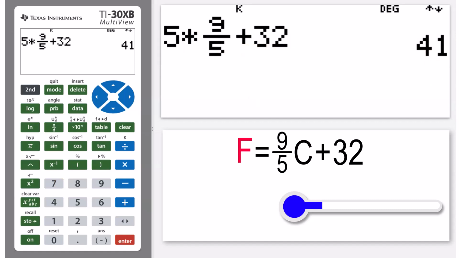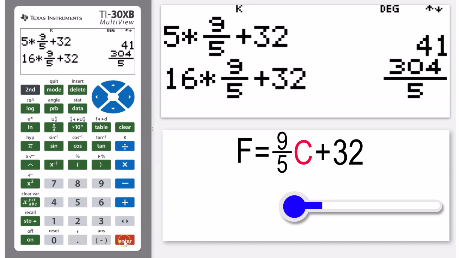The second temperature I'm going to convert is 16 degrees Celsius into Fahrenheit. Again, type in 16 and then just enter, and it applies that formula, and we end up with 304/5 degrees Fahrenheit. We don't often talk about temperature being a fraction. It's generally represented as a decimal value, if anything.